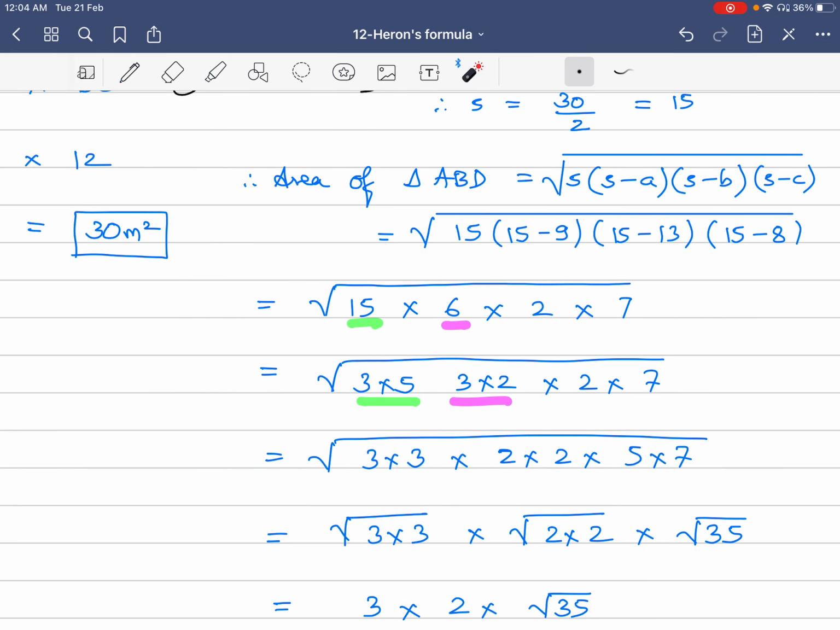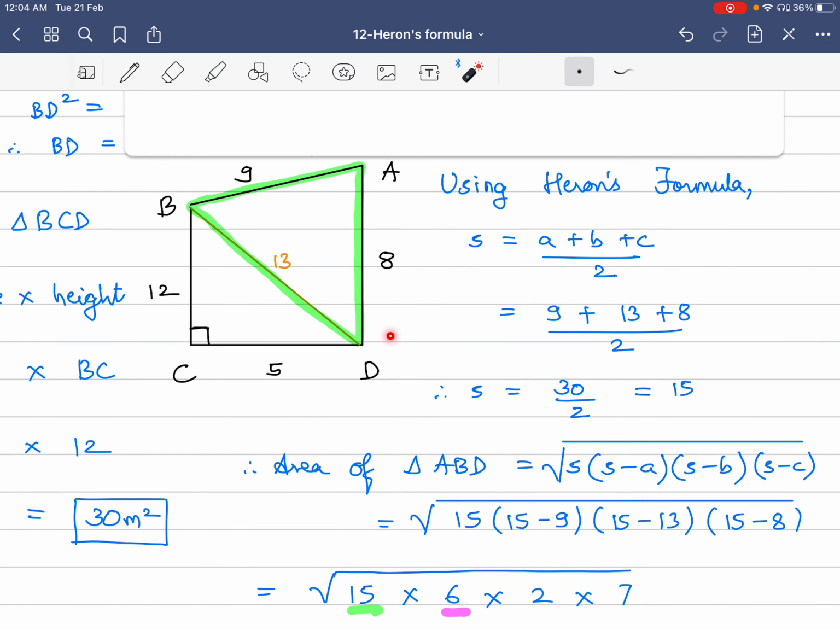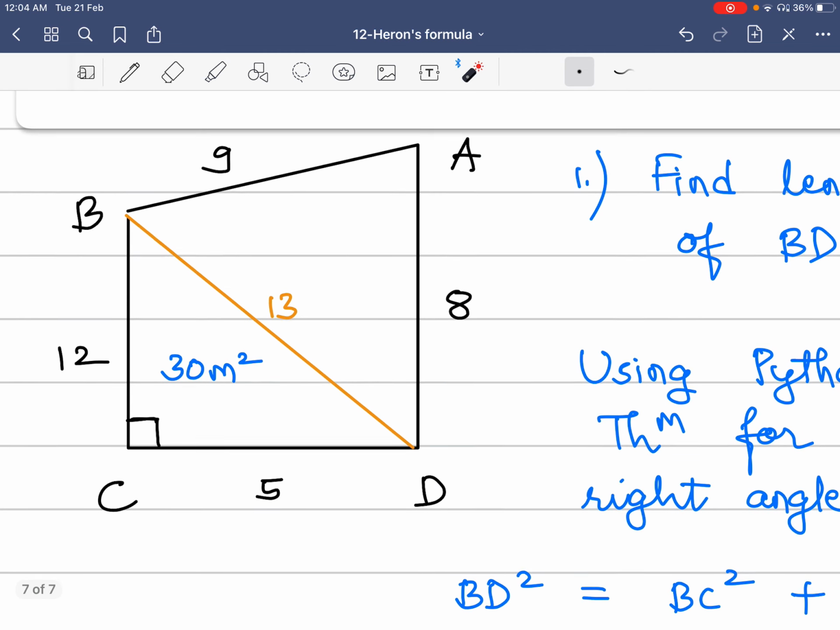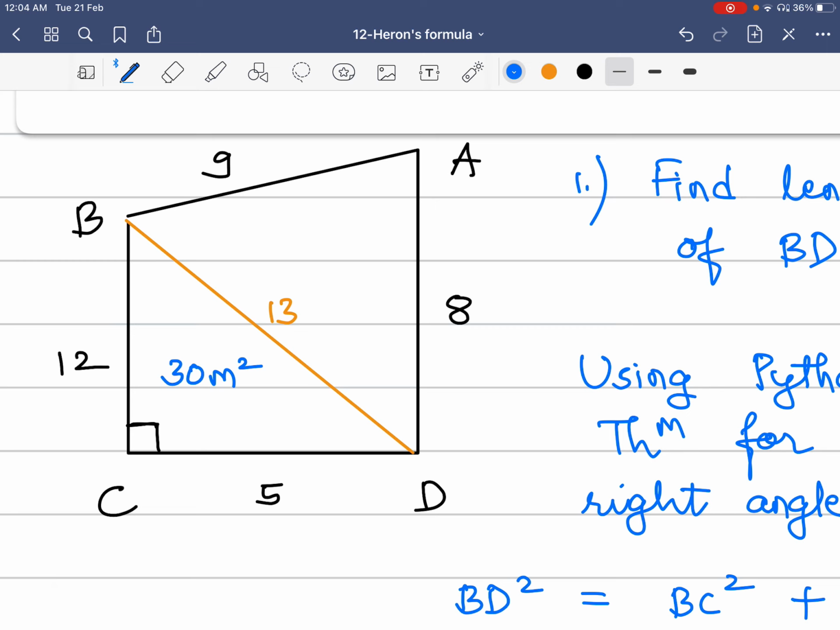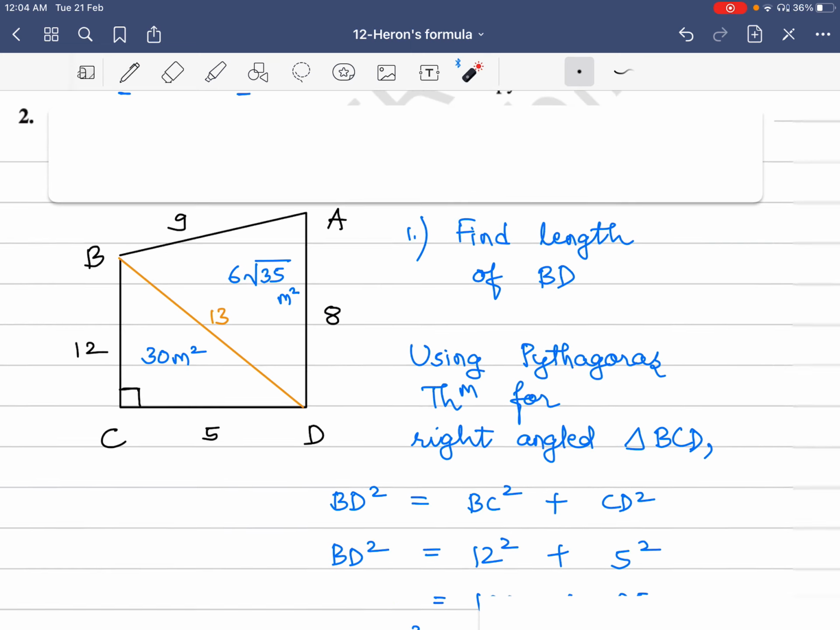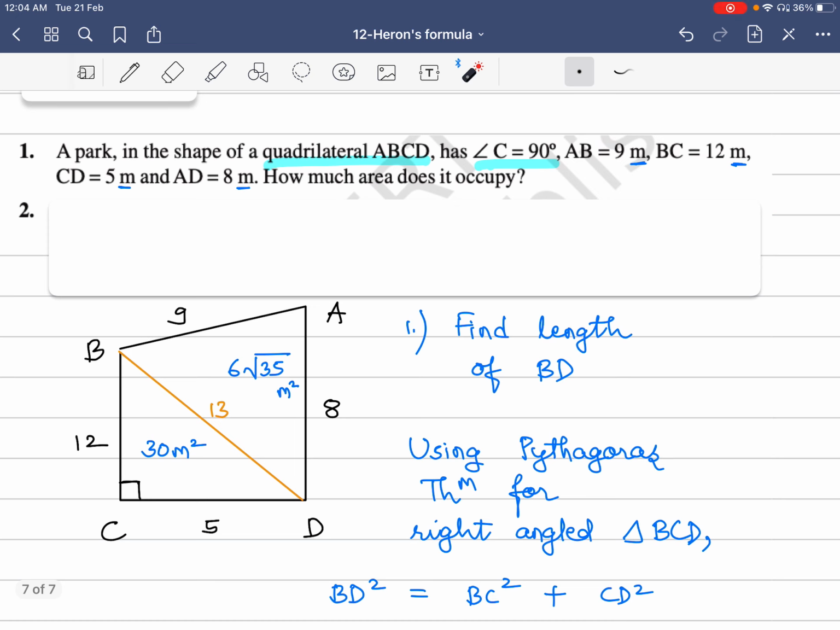Which triangle? This triangle ABD that we are looking at. So let's come here. This was our original figure. So it's going to be 6 into root of 35, meter square. So we now have the area of this triangle and the area of this triangle. So finally, when they're asking us how much area the whole quadrilateral ABCD occupies, it's going to be this term plus this term. So I'm just going to write it here. It is going to be 30 plus 6 under root 35. And you can just put a bracket and say meter square. This becomes the area of the quadrilateral ABCD.